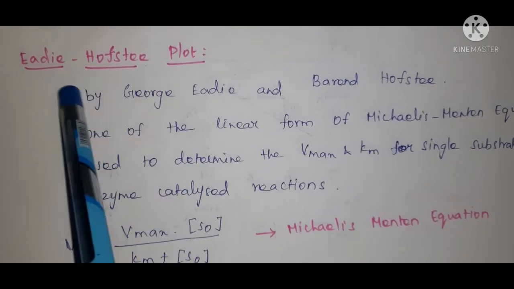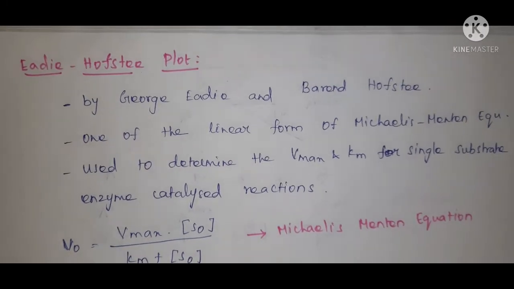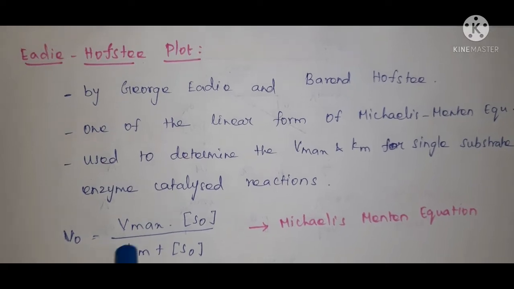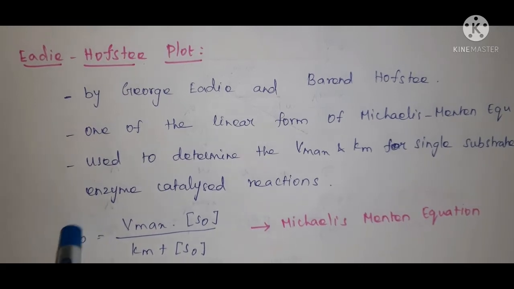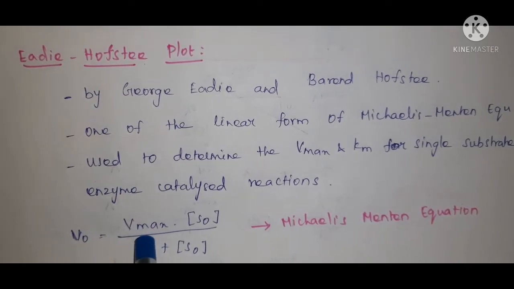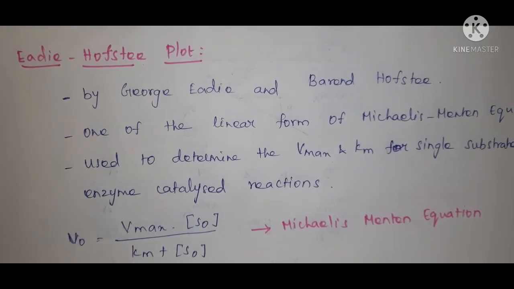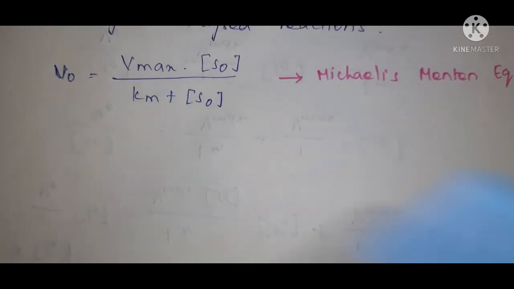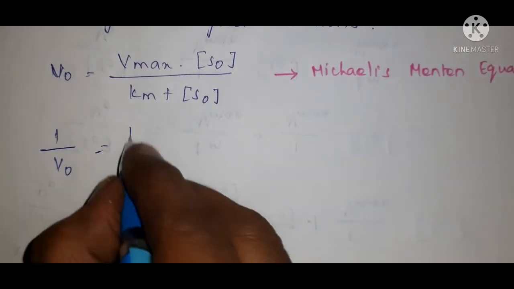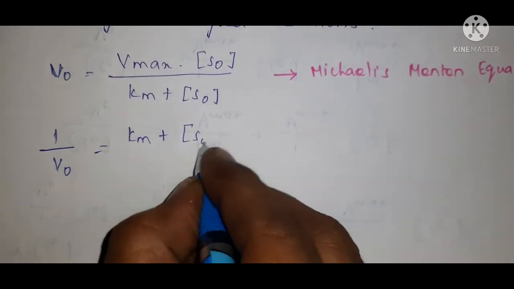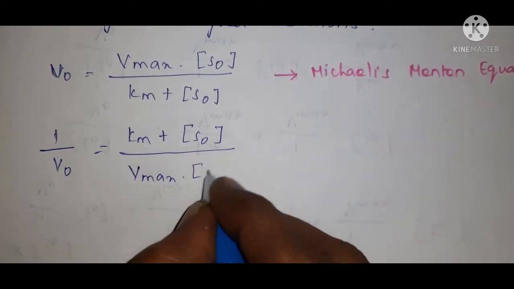So to derive this Eadie-Hofstee equation, first consider the Michaelis-Menten equation. The Michaelis-Menten equation is V naught is equal to V max into S naught divided by Km plus S naught. Here V naught is initial velocity, V max is maximum velocity, S naught is substrate concentration, and Km is the Michaelis-Menten constant. Invert this equation, that is 1 by V naught is equal to Km plus S naught divided by V max into S naught.